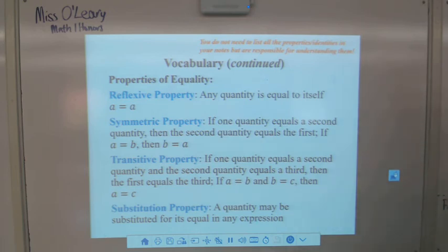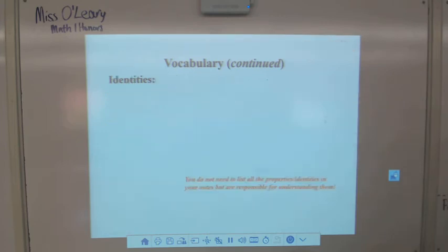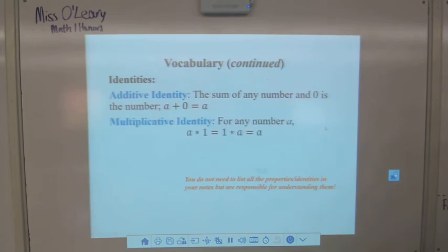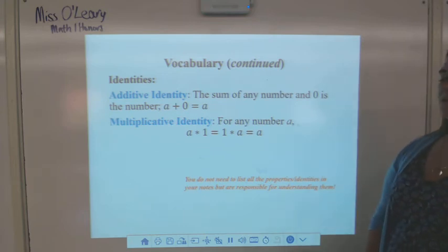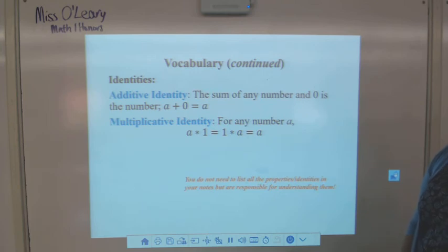Last is the substitution property, and this is the one that you will probably use the most, that a quantity may be substituted for its equal in any expression. So if I have 7 minus 2, I can substitute in 5, because those are equivalent. Last, I have two identities. These identities tell me that the sum of any number and 0 is the number, and the multiplicative identity tells me that any number times 1 is itself.